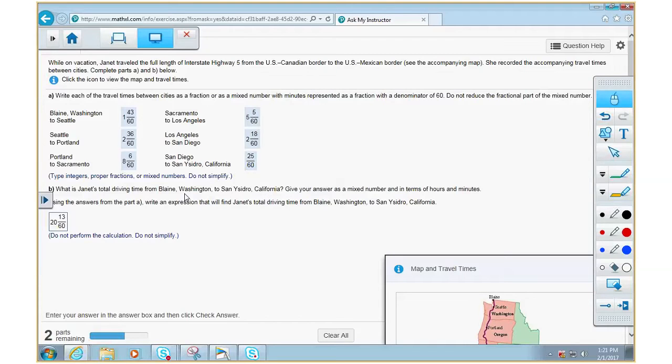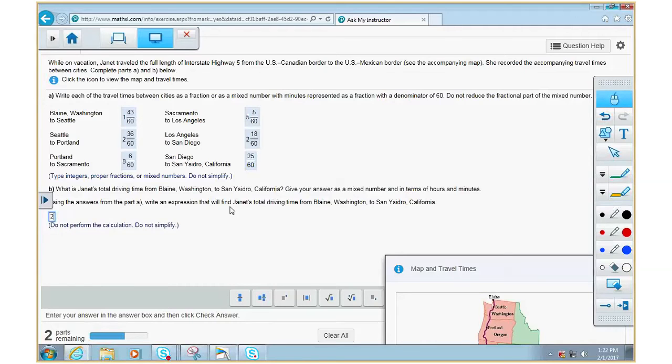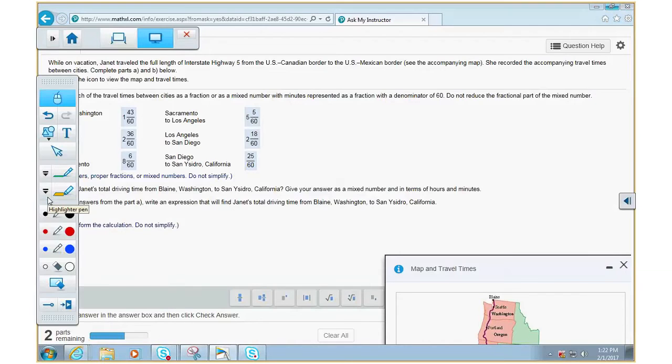So Blaine, Washington to San Pedro. So you have to add these two. And that would be 1 and 68/60, which would be 2 and 8/60, which would be 2 and 4/30. Is that right? Should be 2 and 4/30. Something like, well, 2 15. I'm doing it in my head, so you're just gonna have to help me. Oh, let's just do it by hand.